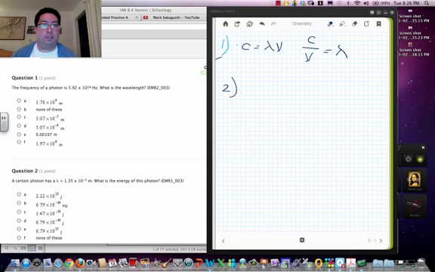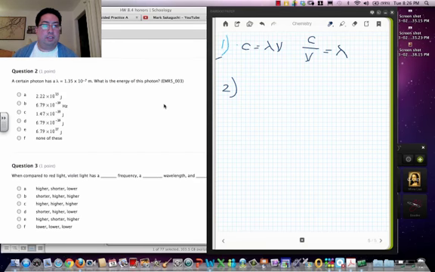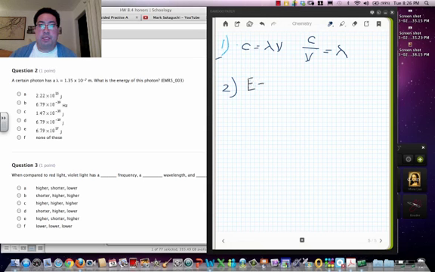So moving on to question 2, let me scroll that up so you can see it. A certain photon has a wavelength. What is the energy? Ultimately we want to use E equals h times nu, but we can't use it yet because we have wavelength, not frequency. So we first have to solve for nu: c over lambda equals nu. We use this equation first, and then this equation second. There are no conversions to worry about this time.